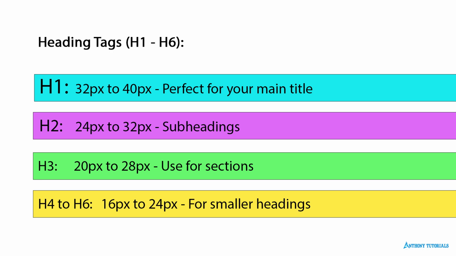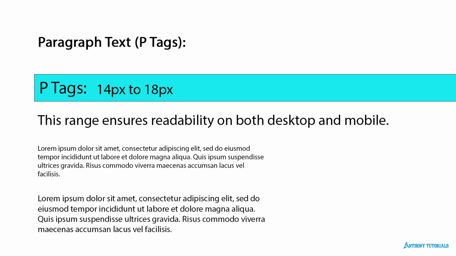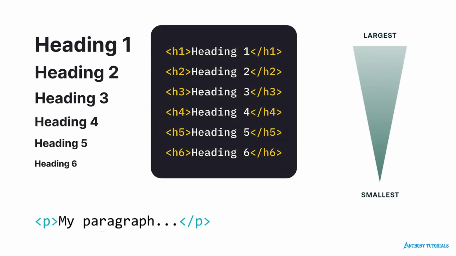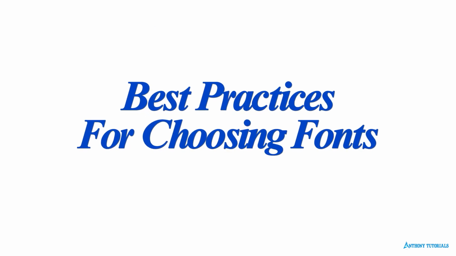H2, 24 pixels to 32 pixels, subheadings. H3, 20 pixels to 28 pixels, used for sections. H4 to H6, 16 pixels to 24 pixels, for smaller headings. Paragraph text, P tags, 14 pixels to 18 pixels. This range ensures readability on both desktop and mobile. These sizes ensure a visual hierarchy on your site, making it easier for users to navigate. Remember, consistency is key.